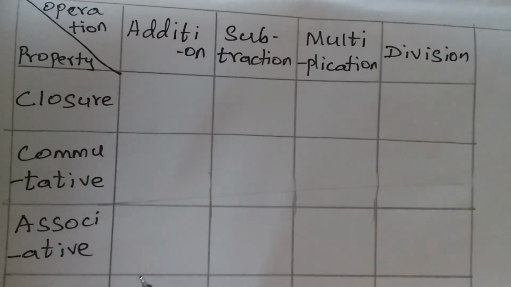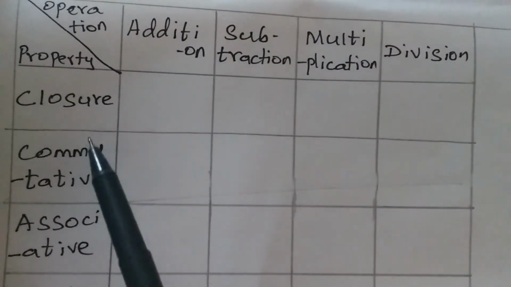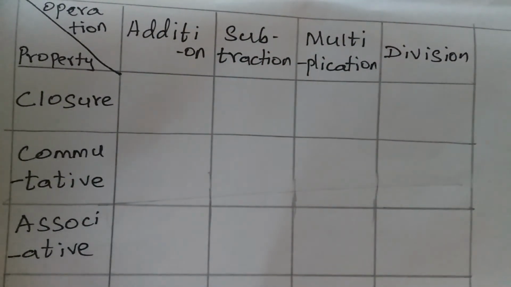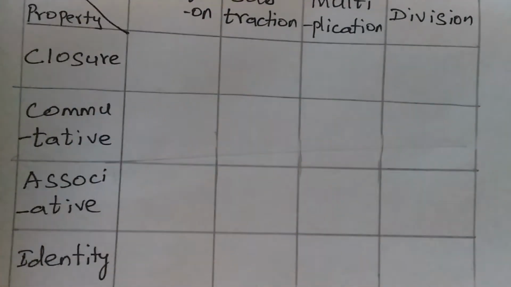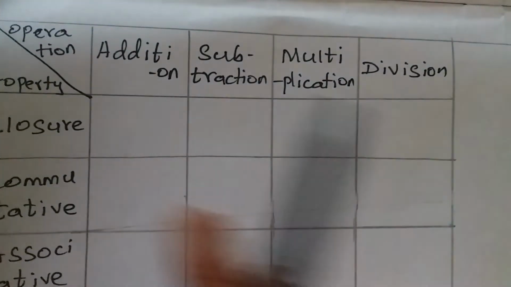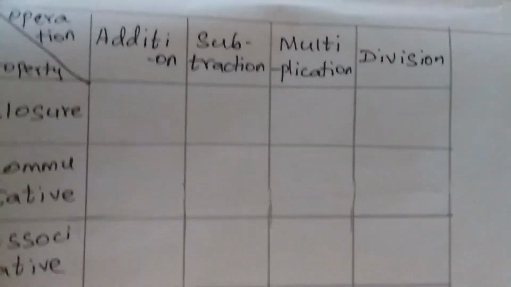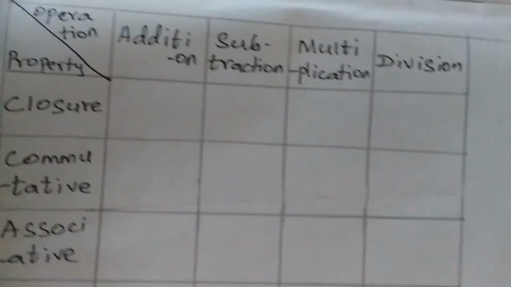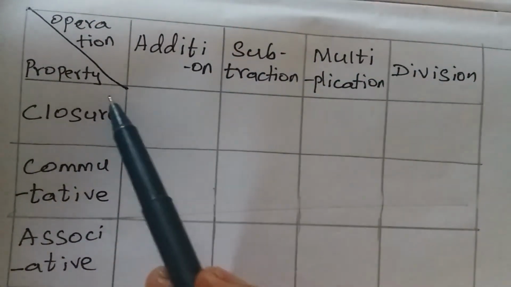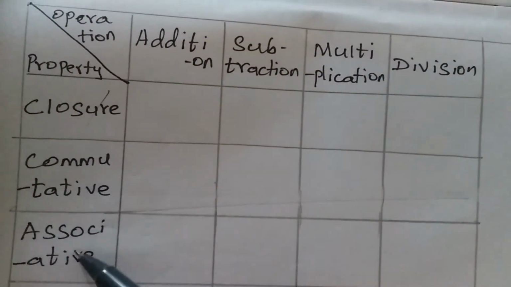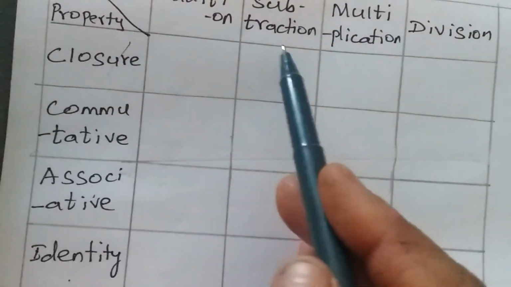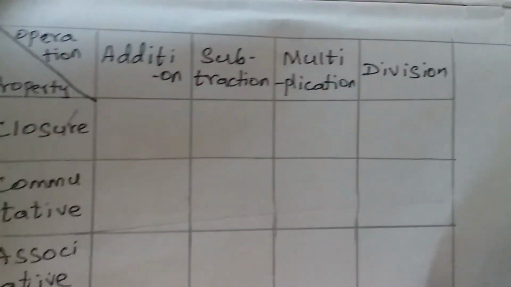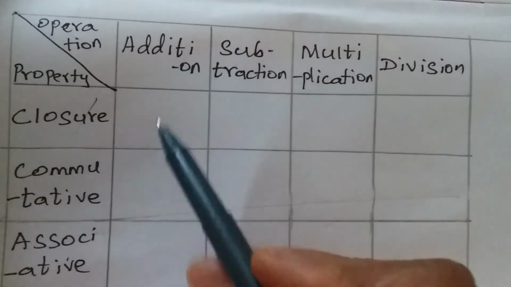Now, we have studied all the 5 properties: closure, commutative, associative, identity element and distributive. Now, let us complete this table so that we can check how much we have understood about the properties. Okay, are you ready? First, the properties are written at the side here: closure, commutative, associative and identity, and addition, subtraction, multiplication and division. Now, tell me quickly, closure, is it true for addition?